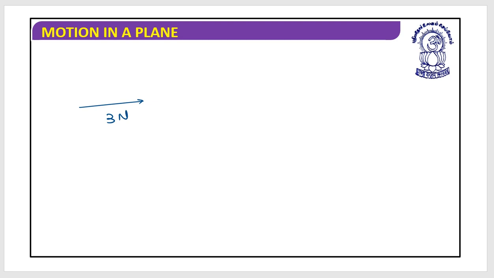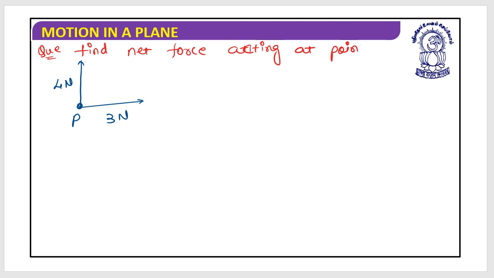Let's say this is 3 Newton. This is 4 Newton. And this is point P. They have asked us to find net force acting at point P. This is the requirement. Find out the net force acting at point P.